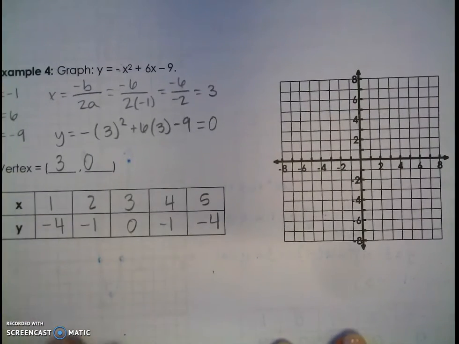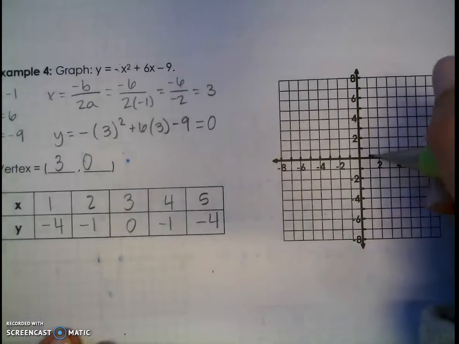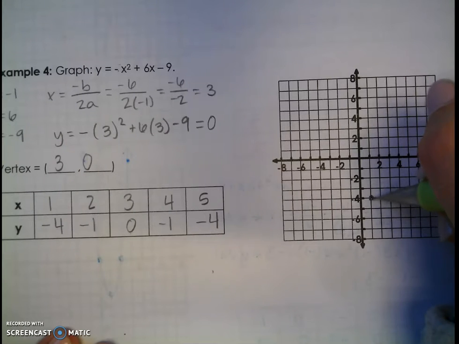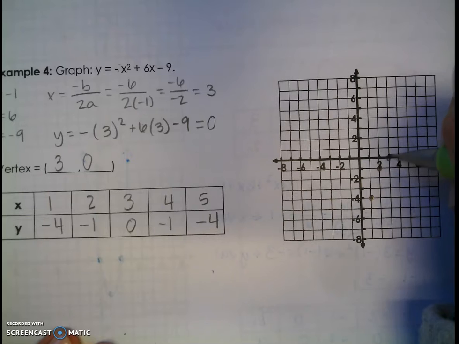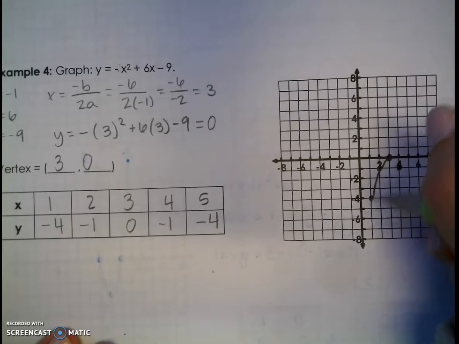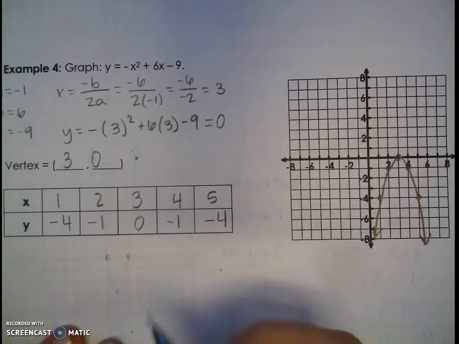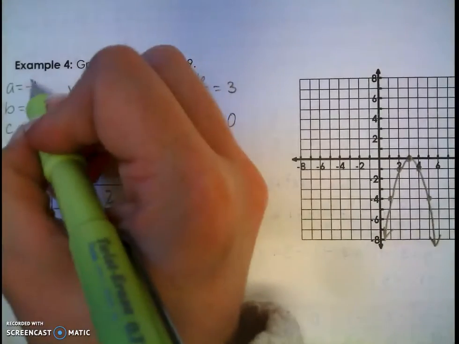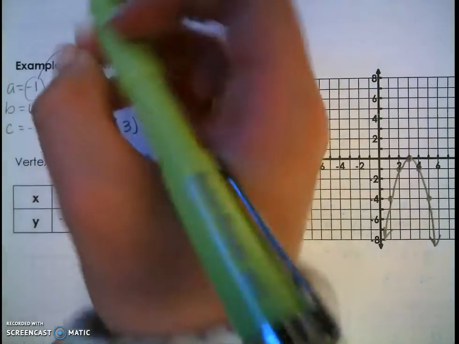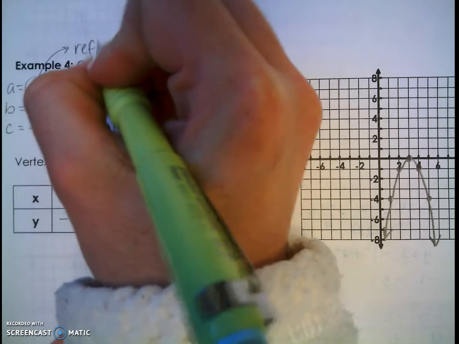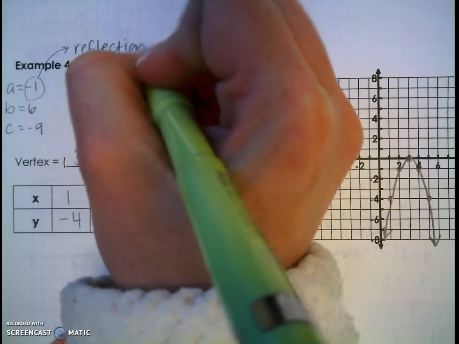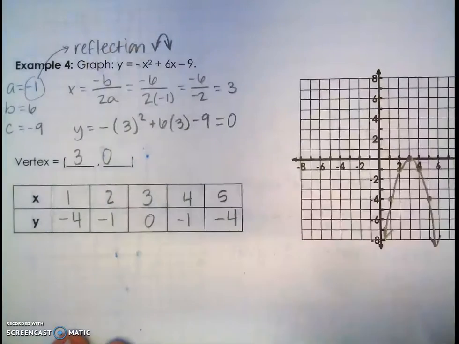So then I plot my points. 1, negative 4. 2, negative 1. 3, 0. 4, negative 1. 5, negative 4. So this time, I've got my rainbow shape, my hill, my frowny face, whatever you want to think about it as, and that makes sense because that A value is negative, telling us that it has that reflection, which is going to make a rainbow shape instead of the U.